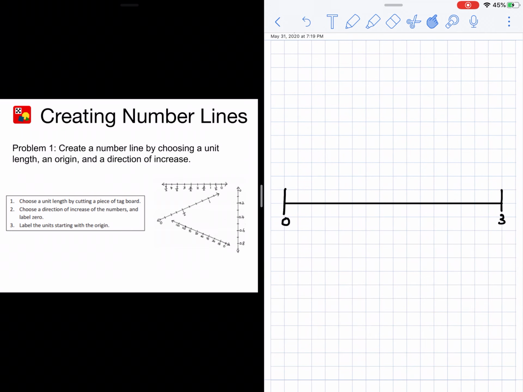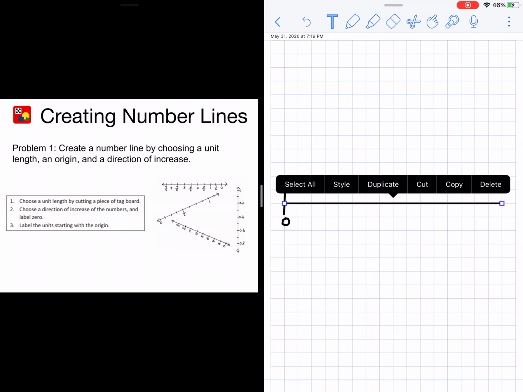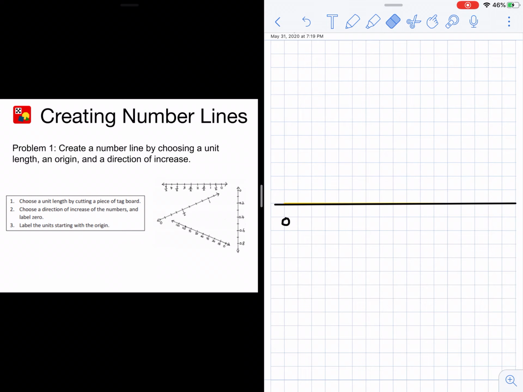Okay, and then we need to label 1 inch, and then we're going to label 2 inches. I'm going to make this 2 more points longer. Sorry, everyone.